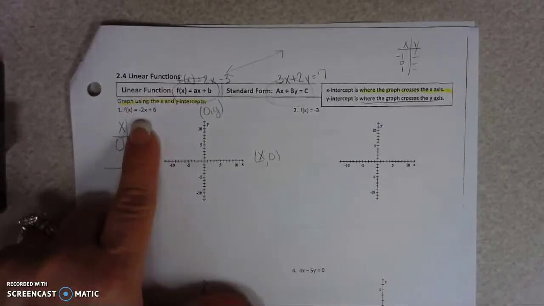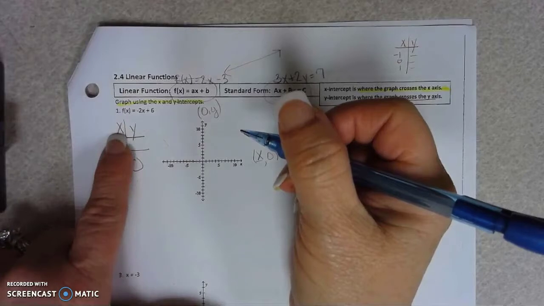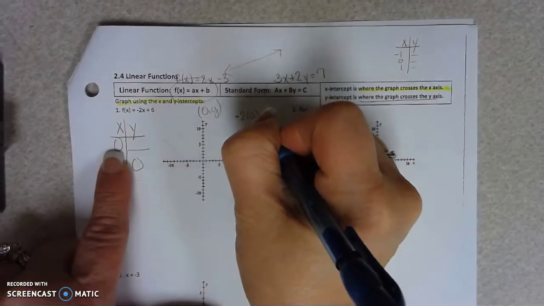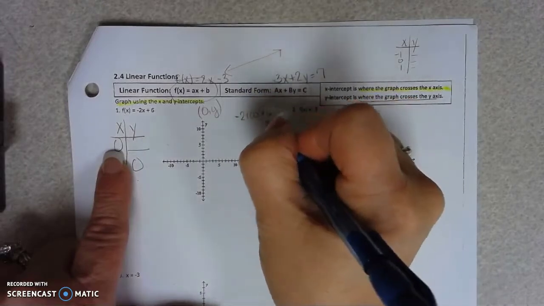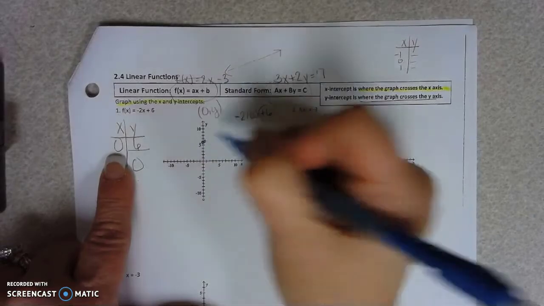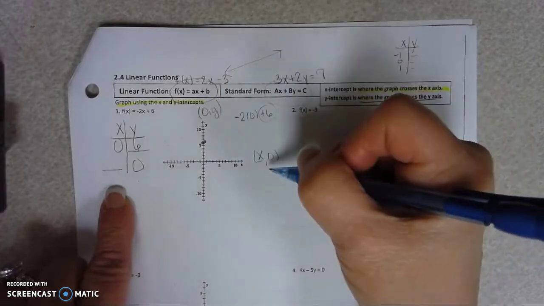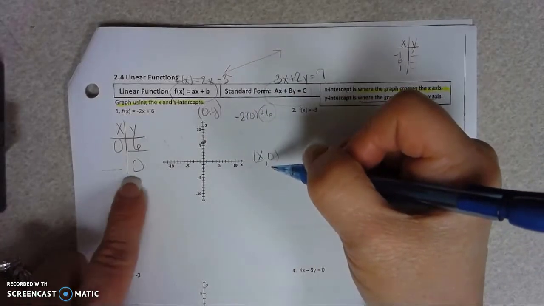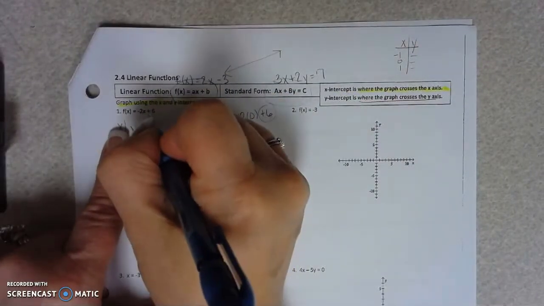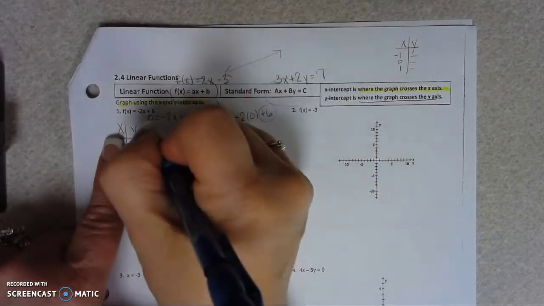Our function is negative 2x plus 6, so let's let x be 0. Negative 2 times 0 plus 6 is 6. That's it. So 0, 6 is our y-intercept because it's on the y-axis. To find the x-intercept, let y be 0, or f of x in this case. So 0 equals negative 2x plus 6.